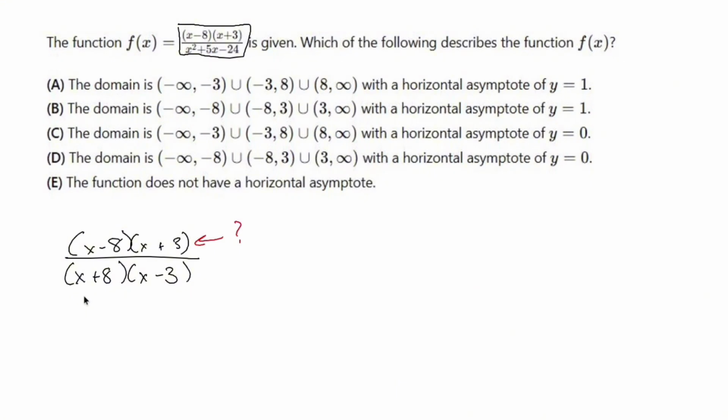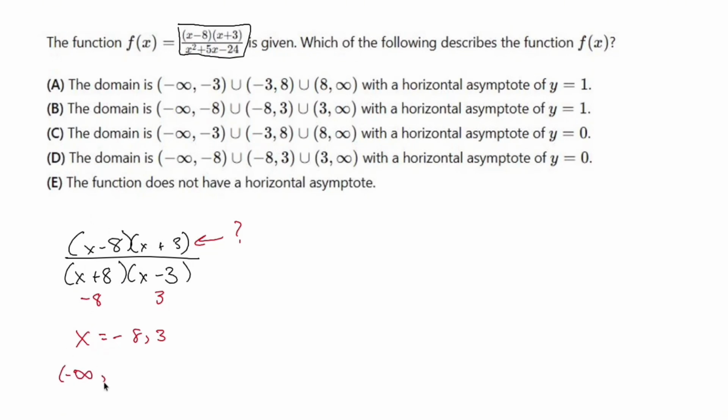I'm only focusing on the numbers that I'm not allowed to plug in. And I'm not allowed to plug in negative 8 because that would make this guy 0, which would make the entire denominator 0, which makes the whole thing undefined. And I'm not allowed to plug in 3 because that would make that factor 0, which makes the whole bottom 0, which makes the whole thing undefined.